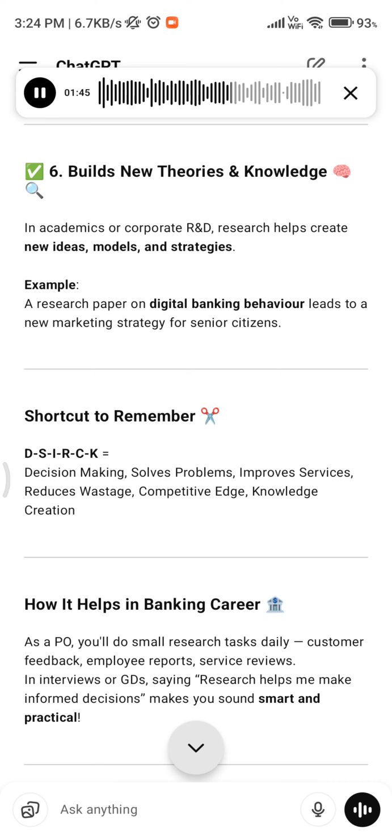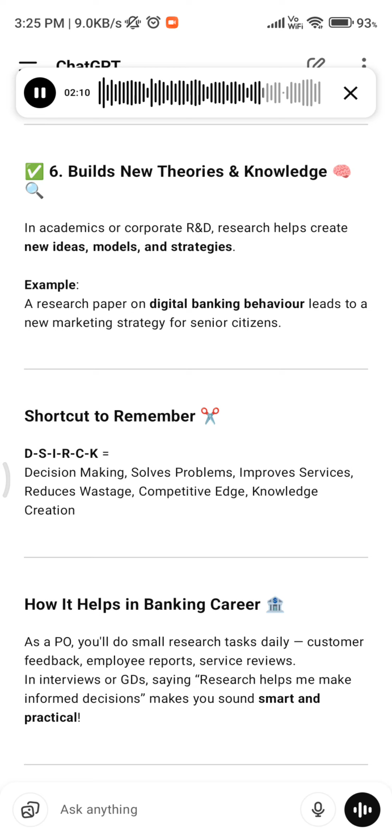6. Builds new theories and knowledge. In academics or corporate R&D, research helps create new ideas, models, and strategies. Example, a research paper on digital banking behavior leads to a new marketing strategy for senior citizens. Shortcut to remember: DSIRCK. Decision making, solves problems, improves services, reduces wastage, competitive edge, knowledge creation.